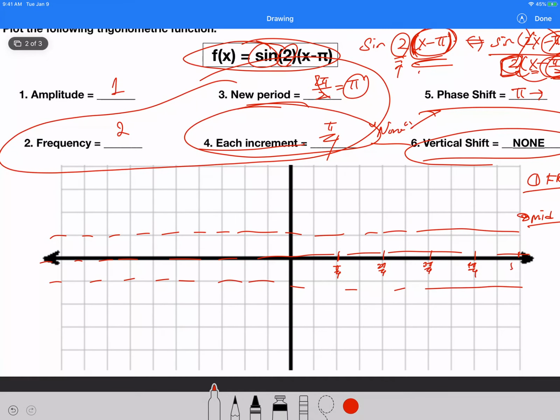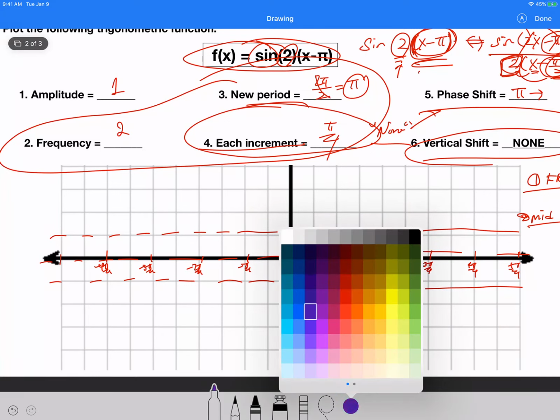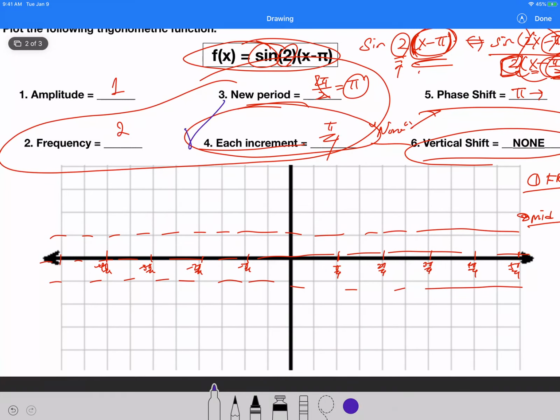If I want to complete it, just 5 pi over 4, that's also okay. This is negative pi over 4, negative 2 pi over 4, negative 3 pi over 4, negative 4 pi over 4, and so on. And now, since I've established the increment, I know the amplitude and know the framework. Vertical shift, there's none. Phase shift, I know it's pi to the right.